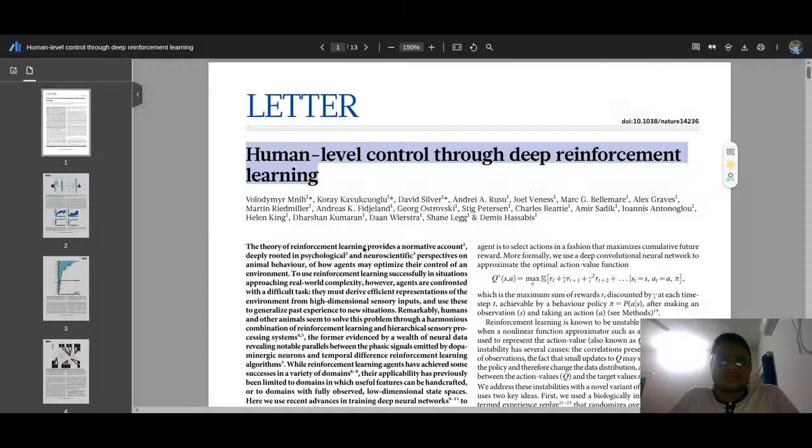So today I'm reviewing another research paper related to reinforcement learning. Please give me some time. I'll share my screen. So this one is Human-level control through deep reinforcement learning.